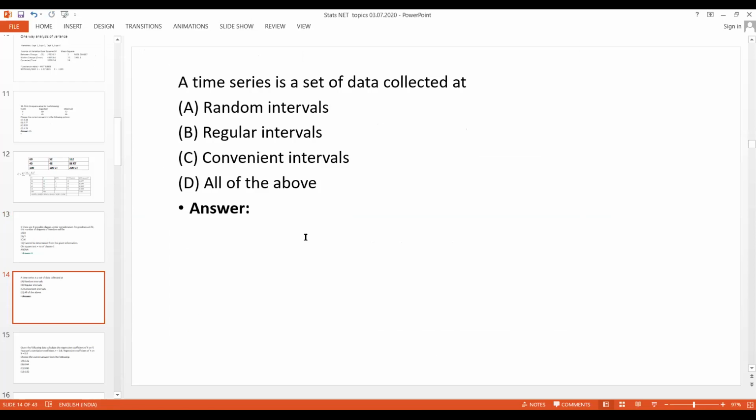Time series is a set of data collected at random intervals, regular intervals, convenient intervals, or all of the above. This I'm sure everybody will know the answer. Let me wait for an answer.